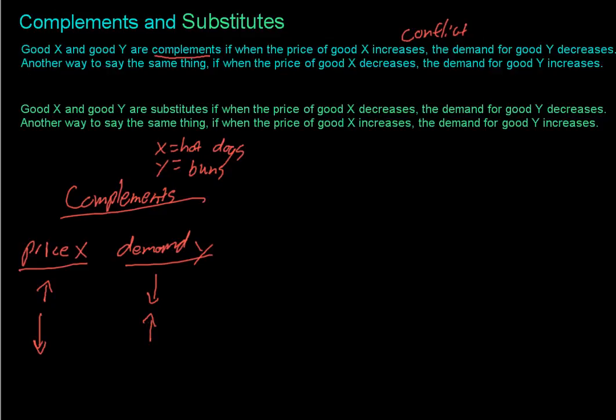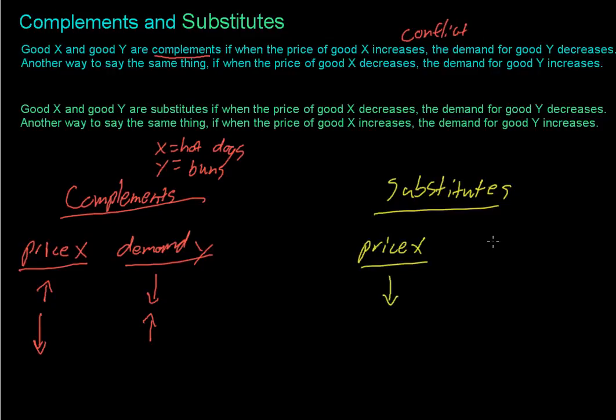Now, substitutes work the opposite way. So good x and y are substitutes if when the price of good x decreases, so I'm going to go ahead and make the same kind of table. Substitutes: we have the price of x goes down, then the demand for good y decreases. And another way to say the same thing, if when the price of good x goes up, then the demand for good y goes up.